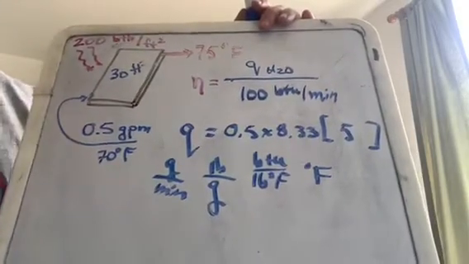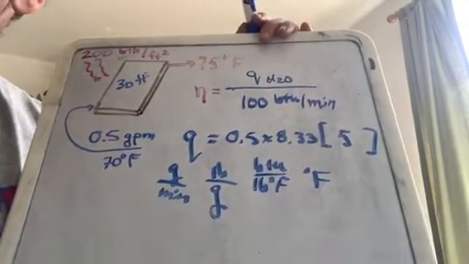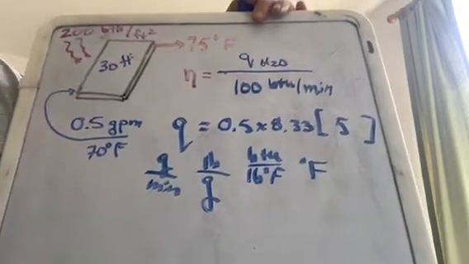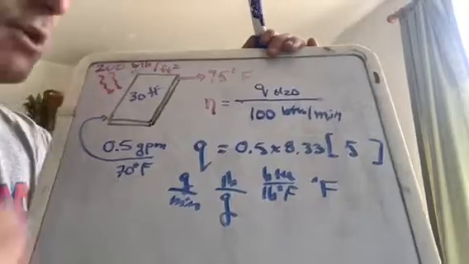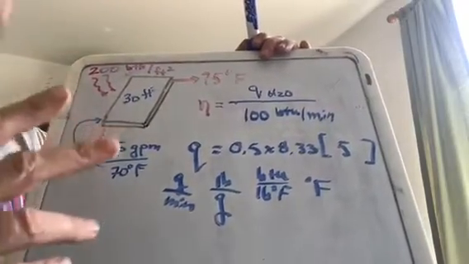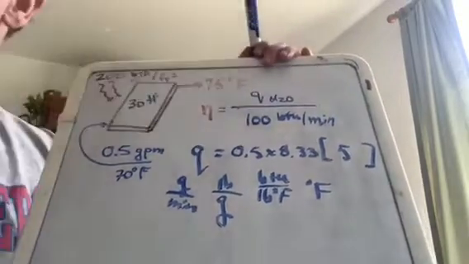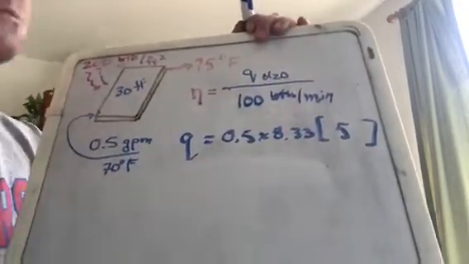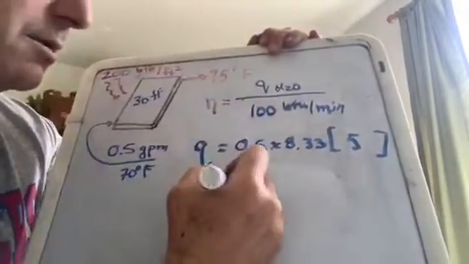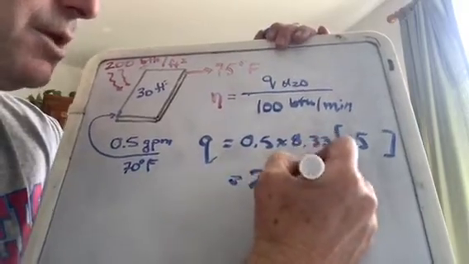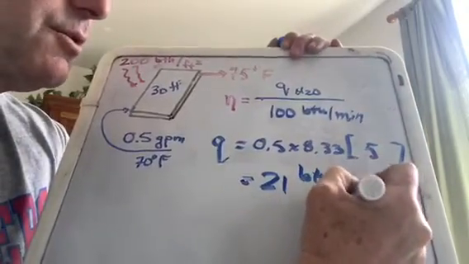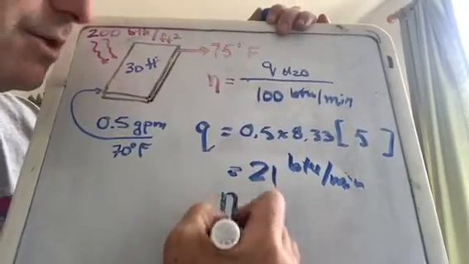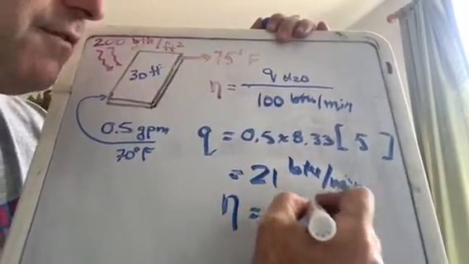So 0.5, I'm trying it myself, times 8.33, times the specific heat of 1, times the delta T of 5, and I'm getting 20.825, or rounding it off, let's call it 21 for the collection. I'm getting 21 BTUs per minute, and then I can go ahead and calculate the efficiency, and the efficiency is about 21%. So not very good.